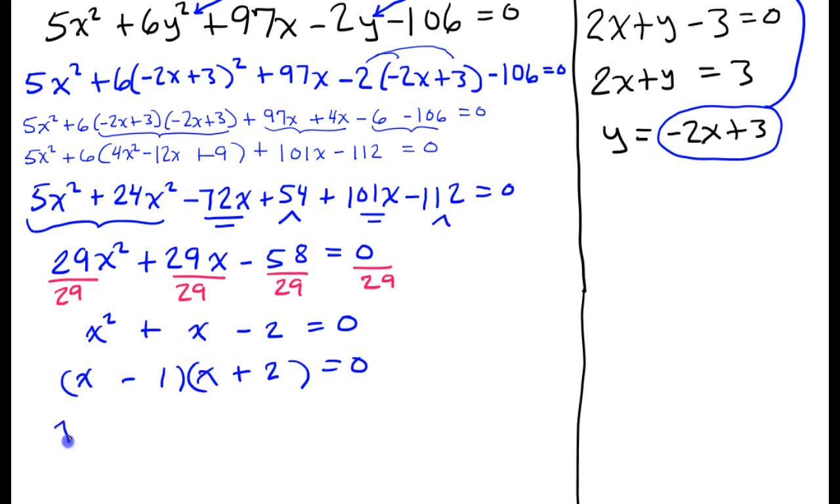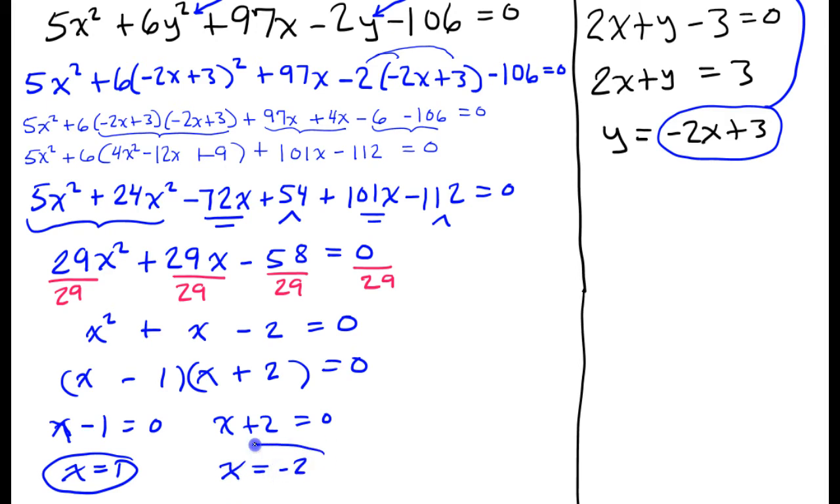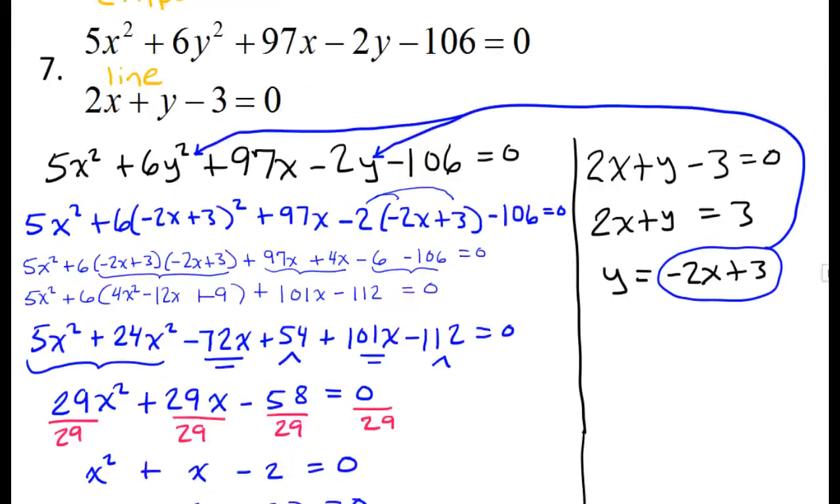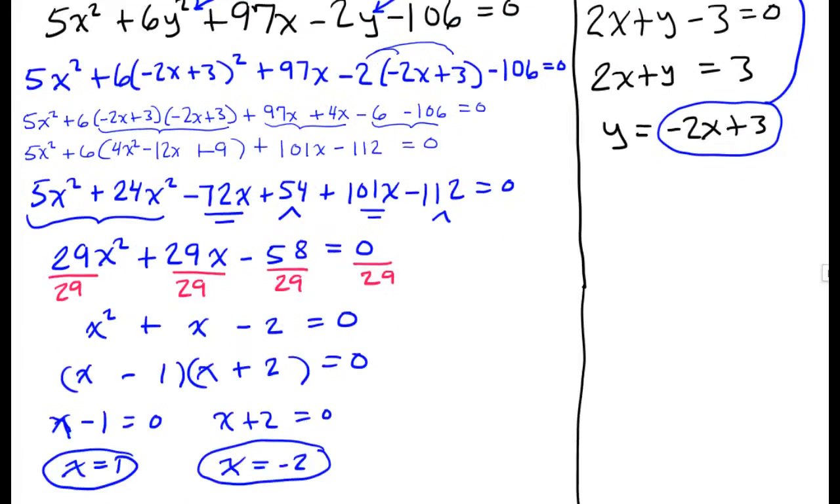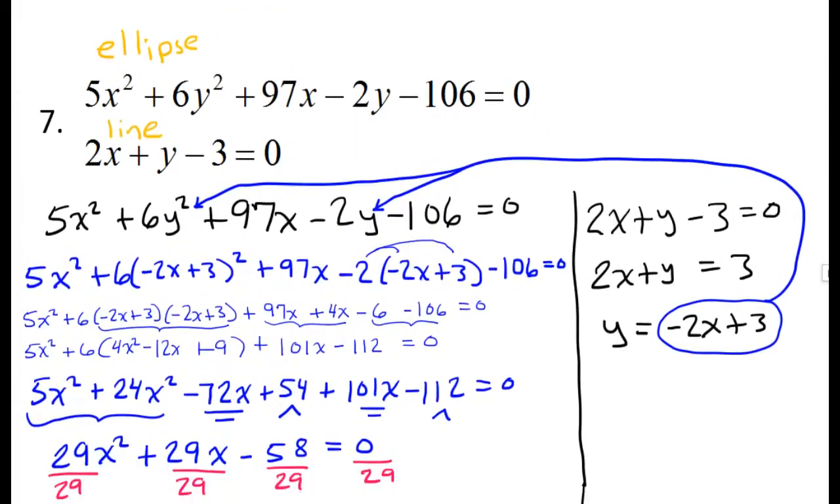So I can find my solutions by setting each of these factors equal to 0. Adding 1 to both sides, I get x equals 1. Subtracting 2 from both sides, I get x equals negative 2. So I'm going to go back to the top where I begin to write my solutions. So I have 1 and negative 2. I'm going to construct my solution set up here.